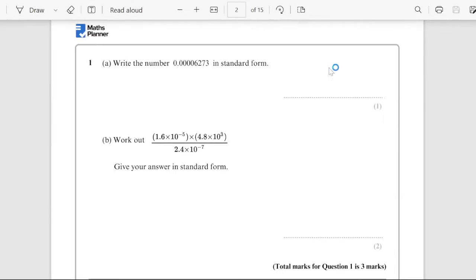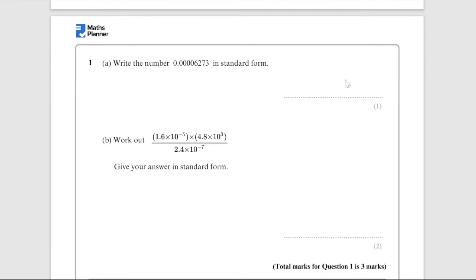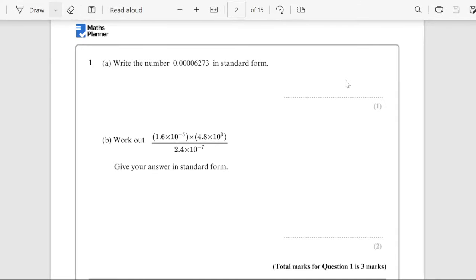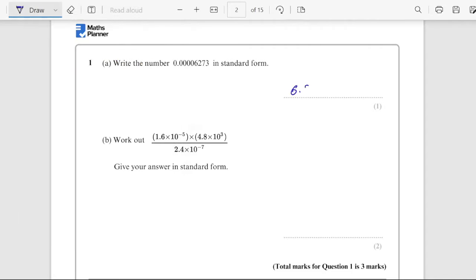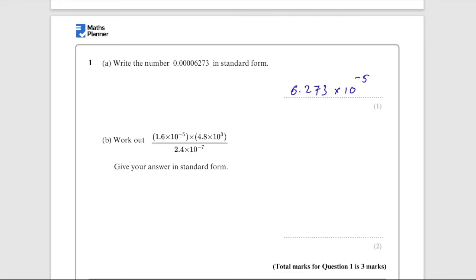So question 1, we're looking at a standard form question. Write the number 0.00006273 in standard form. So we're going to put our decimal point in between the 6 and the 2. So our number is going to be 6.273. That's our number part, times by 10 to the, and I've moved my decimal point 1, 2, 3, 4, 5 places. I've moved my decimal point to the right, so it's a negative.